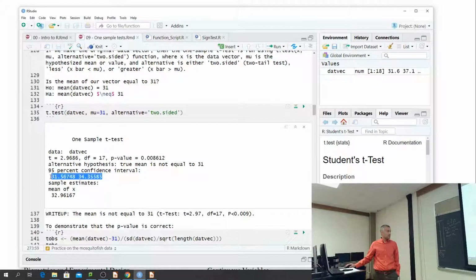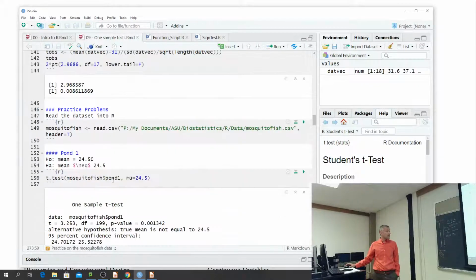We would conclude that our mean is not equal to 31. Incidentally, check out this confidence interval. Does that confidence interval include the value 31? No, it doesn't. 31 falls outside of it. So if we just use the confidence interval comparison, we would conclude that, yeah, our means are different. This interval does not capture our mu. And this will always hold true. This will always hold true on all of our t-tests.